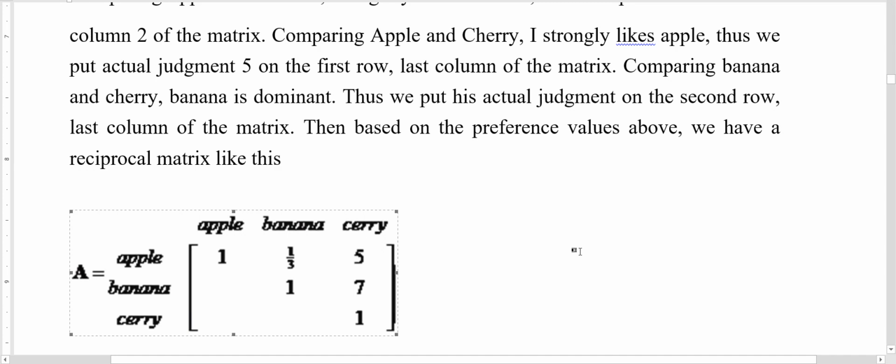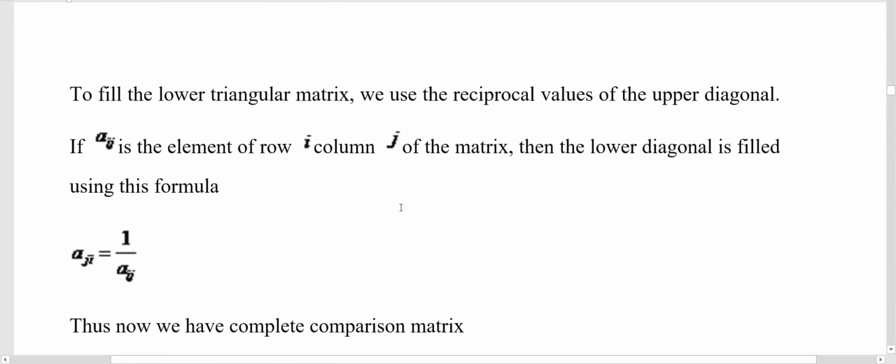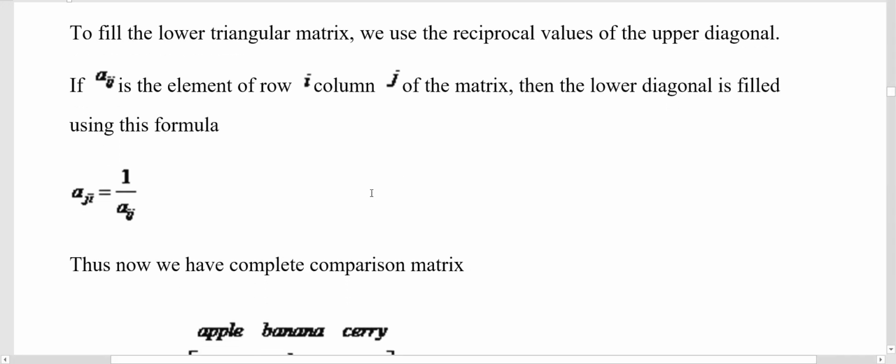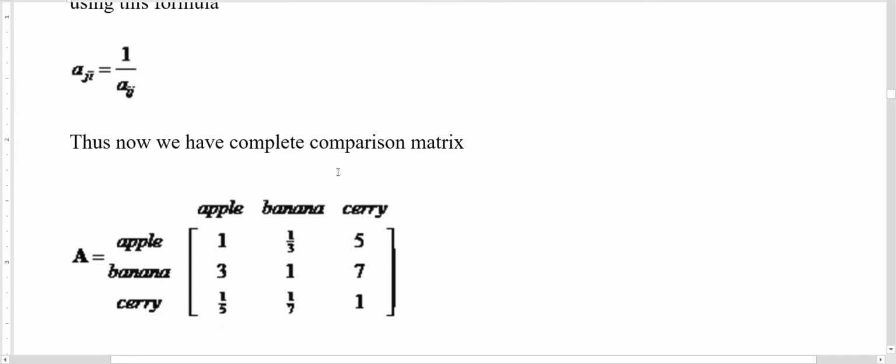Then based on the preference values above, we have a reciprocal matrix like this. To fill the lower triangular matrix, we use the reciprocal values of the upper triangular. If a_ij is the element of row i, column j of the matrix, then the lower element is filled using the formula 1 divided by a_ij. So now we have completed the comparison.